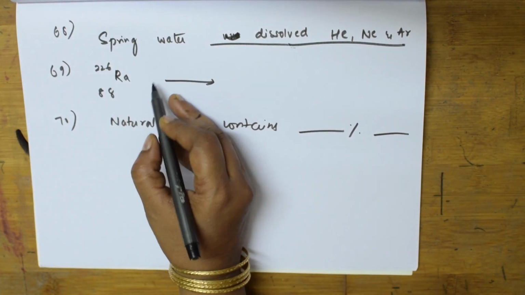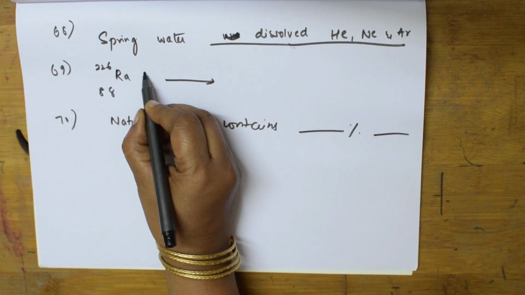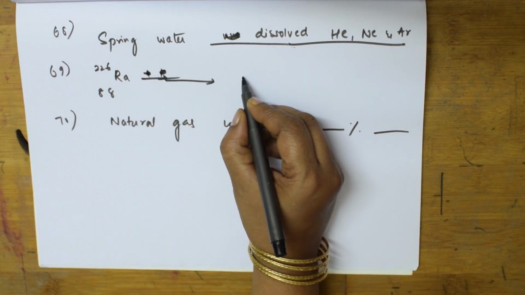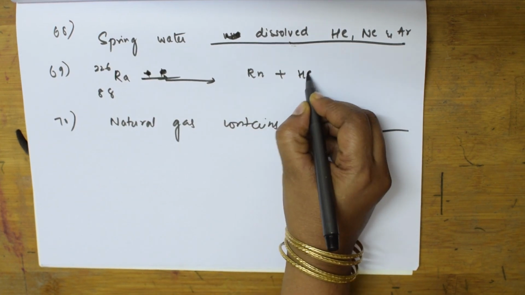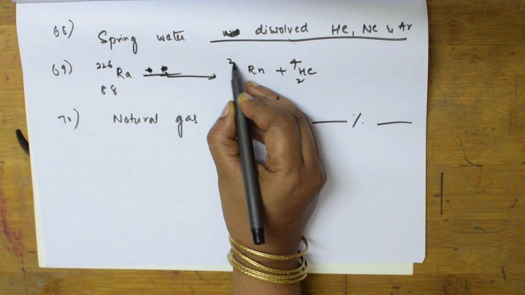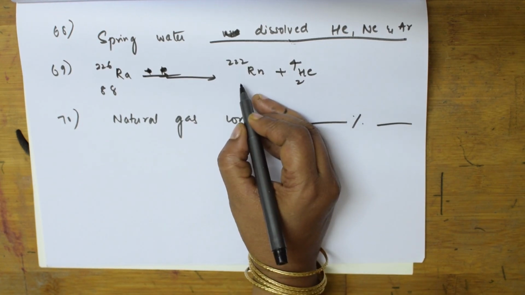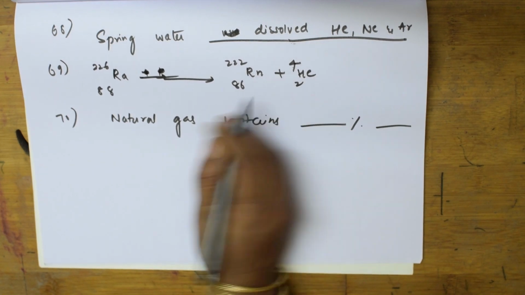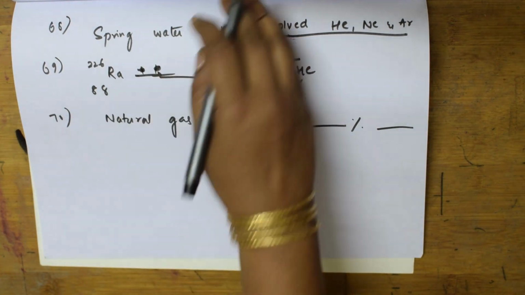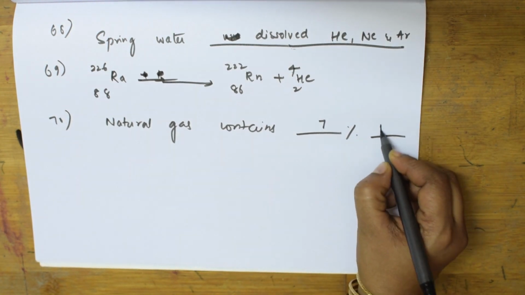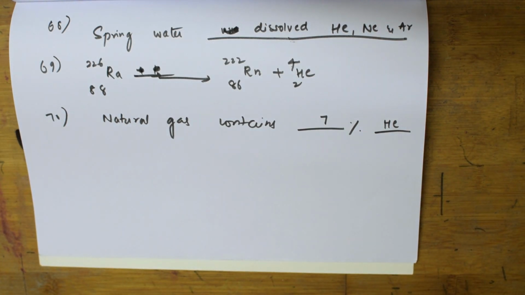Next, if they give you such a reaction, this is a very important reaction, radon. What happens when it decomposes? It decomposes into an alpha particle. Now already in 226, 4 are over. How many are left? 2, 2, 2, 88, 2 are over. So this is 86. So 222 plus 4 is 226. 86 plus 2 is 88. This is a dissociation. Last question, students. Natural gas contains, what does it contain? It contains 7% of helium. If they ask you the composition of natural gas, 7% of helium.